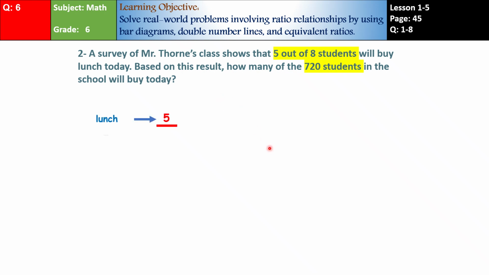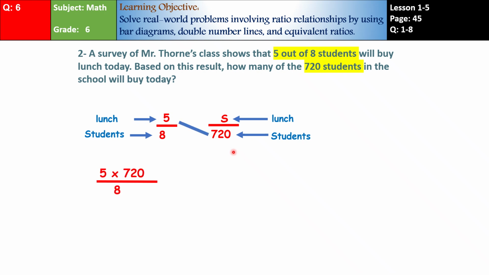The first fraction is 5 out of 8 and the second one is the number of students over the total number of students, that is 720. So now 720 times 5 divided by 8. First you will multiply 720 with 5. You can pause the video and try solving this. Your answer should be 3600. Now divide it by 8.